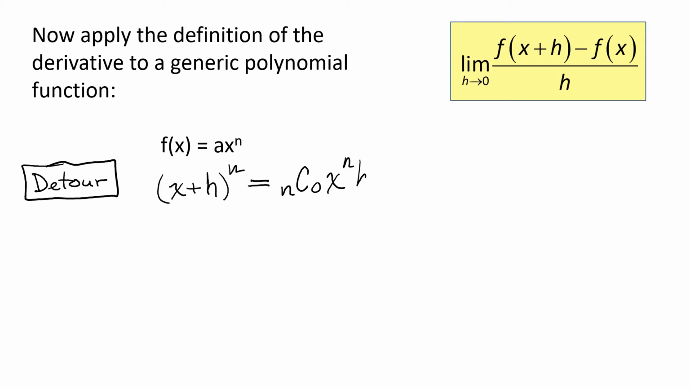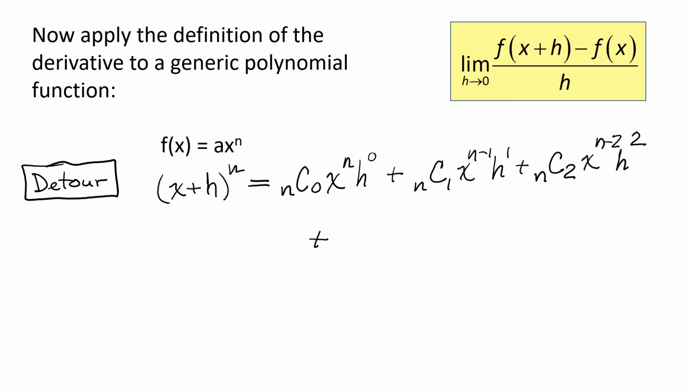So this is x to the nth, h to the 0, plus n combination 1, x to the n minus 1, h to the 1st, plus n combination 2, x to the n minus 2, h to the 2nd, plus, and since we don't know what n is, it goes on. It's going to terminate at one point, but we really don't know how many terms it has. If it's going to have n plus 1 terms, I know that, but we don't know what n is. So the very last term is n combination n, x to the n minus n, h to the n.